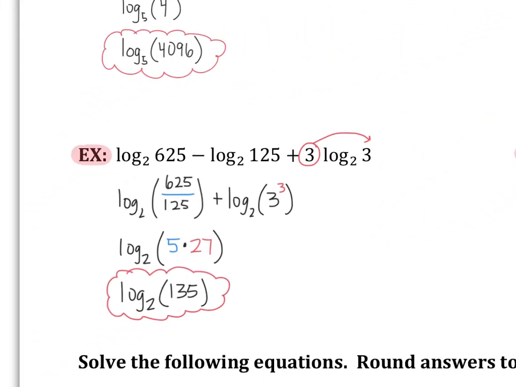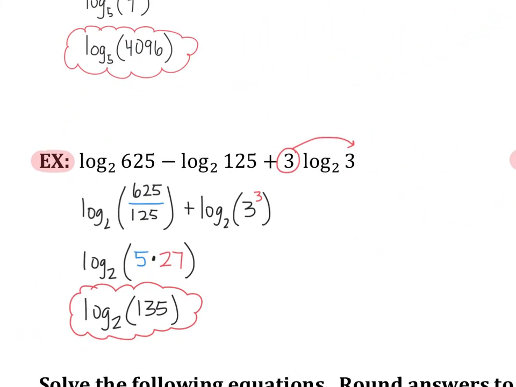Moving on to this next example over here, I did a few things in one step. I combined these first two by dividing the arguments. At the same time, I moved the coefficient to be the power of 3 of that argument. So we get log base 2 of 625 divided by 125 plus log base 2 of 3 cubed. Well, 625 divided by 125 is 5, and 3 cubed is 27. At the same time, though, since now we're adding these logs together, I can multiply the arguments. So we really get log base 2 of 135.